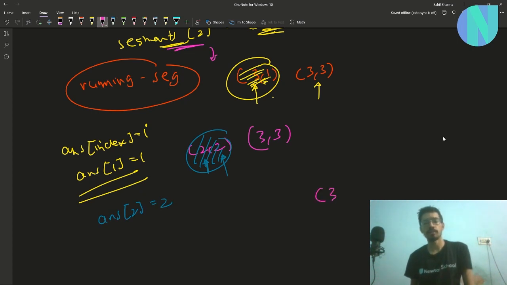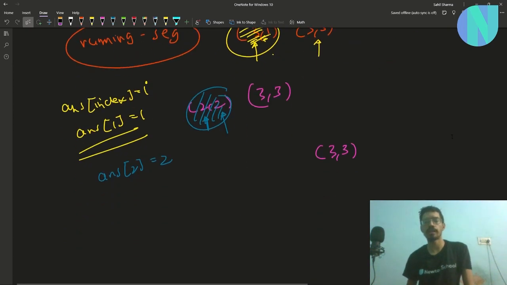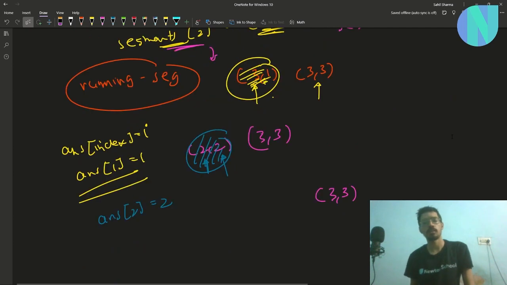And now my running segment contains only 3, 3, and my segments of 3 is empty, right? Because I have no segment that starts with 3. So I have nothing more to insert in my running segments. So it only contains a single element right now, that is 3, 3.